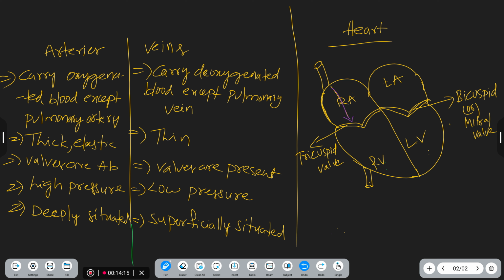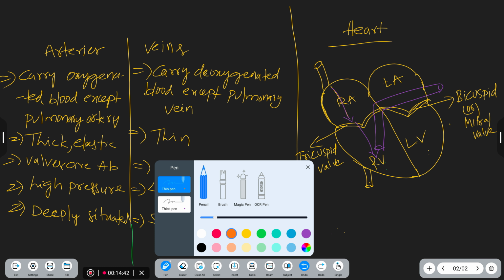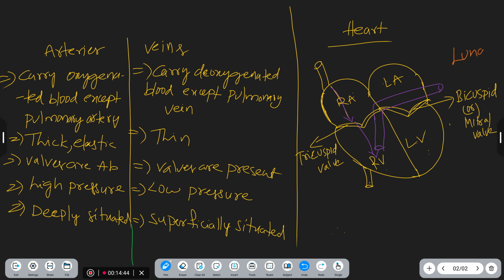Then tricuspid valve opens. Then it will enter to right ventricle. Right ventricle. Okay. So from the right ventricle, pulmonary artery. So we take the blood to where? Very good. Lungs. Okay. Lungs. Understood? Well, listen over here.